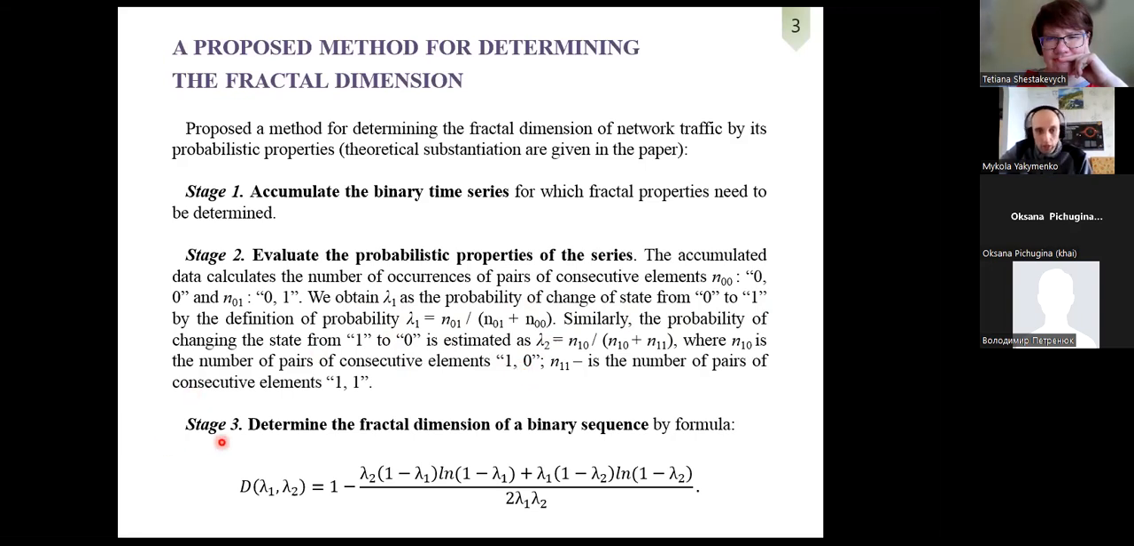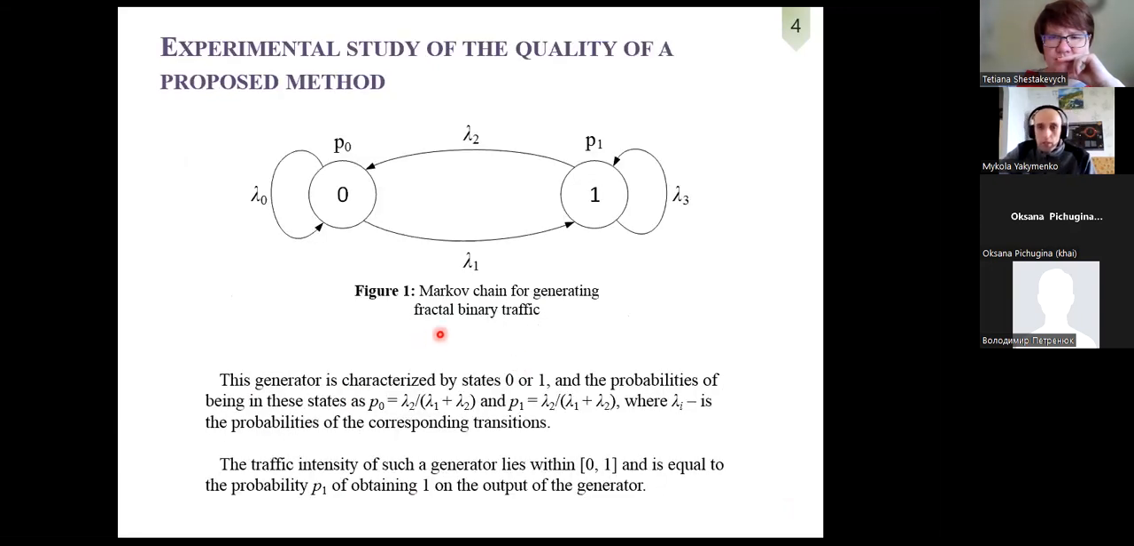And at stage 3, we determine the fractal dimension of the binary sequence by formula 1, which is the main formula. And in the paper, we estimate the quality of the method. And here we have the Markov chain for generating fractal binary traffic, with two states, 0 and 1, with probabilities P0 and P1, and the probability of transitions, lambda 0 to lambda 3.